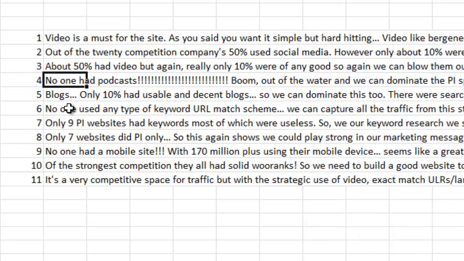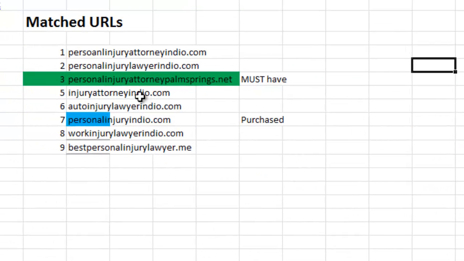And then we have blogs. Only 10% of them had any on-site blogs at all, or off-site for that matter. I was surprised with that. No one used any kind of keyword matched URL scheme. Let me jump over here. Here's some direct match URLs that we were going to go after.